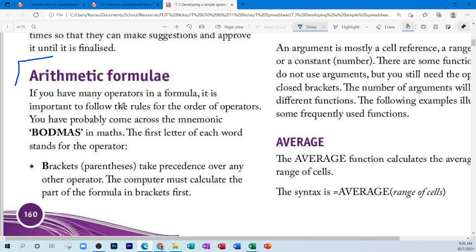Alright, good. Arithmetic formula. If you have many operators in a formula, it is important to follow the rules of the formula. Help me, sir. Sir, can someone else pick up the name, please? Okay. Fulan, can you help him out?